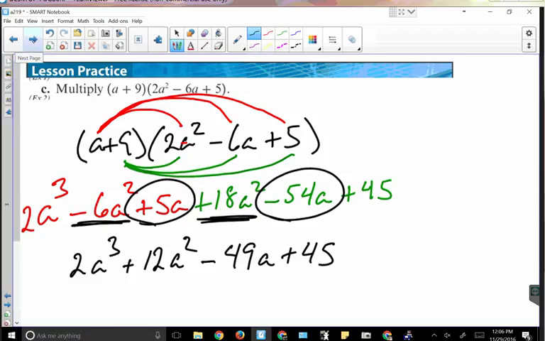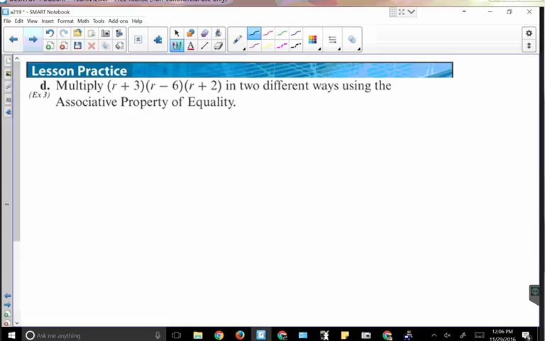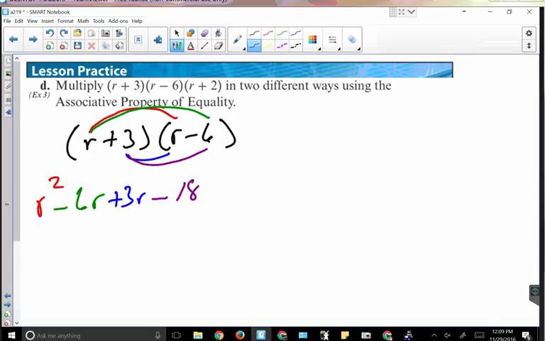So, what I want you to do is I'm going to give you a couple of minutes, and I want you to do this one, but just do it in one way. Just multiply the three of them together. So does that make sense so far?